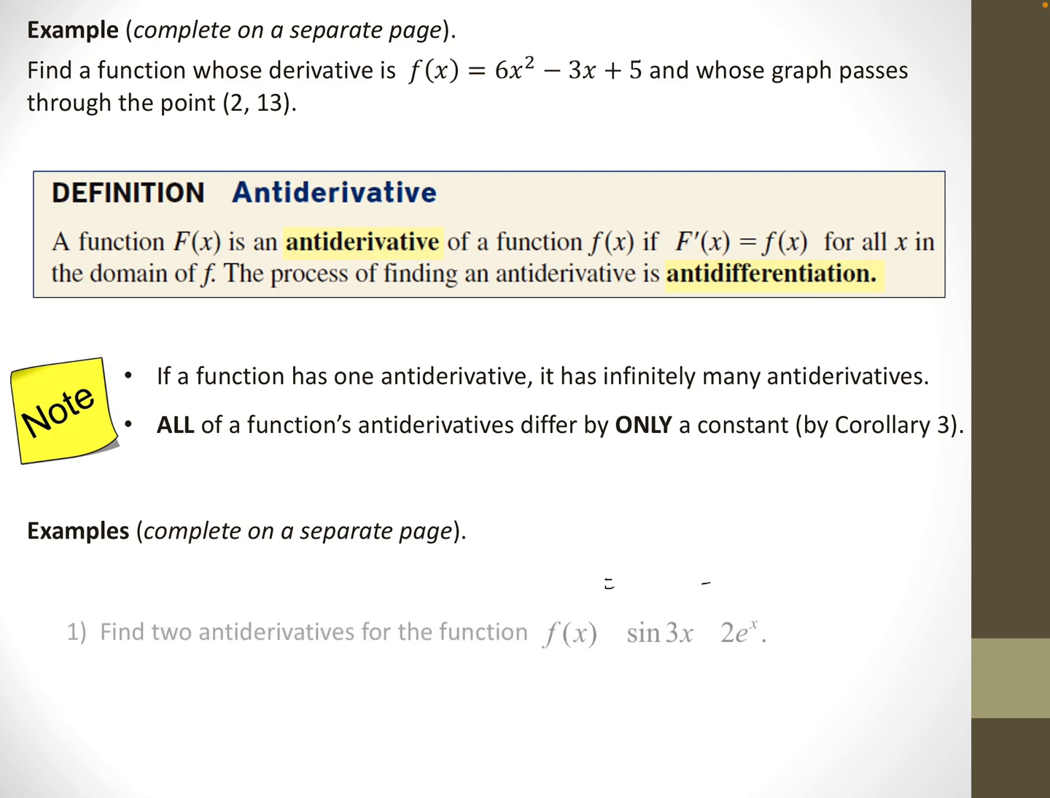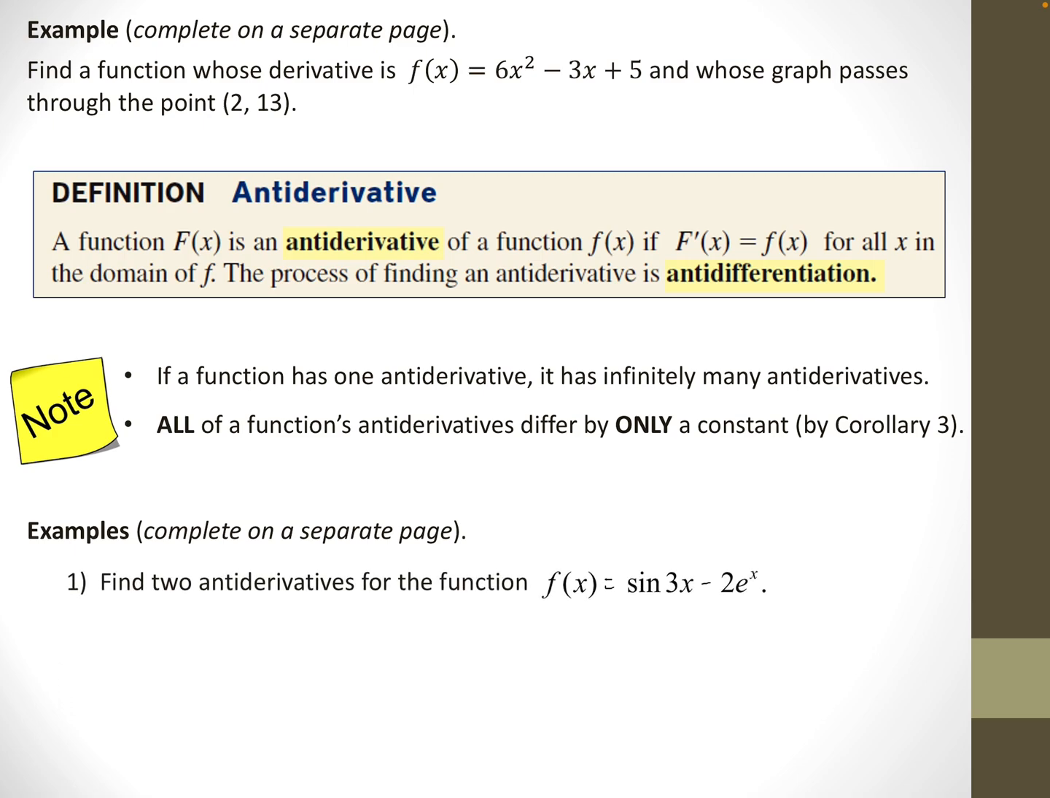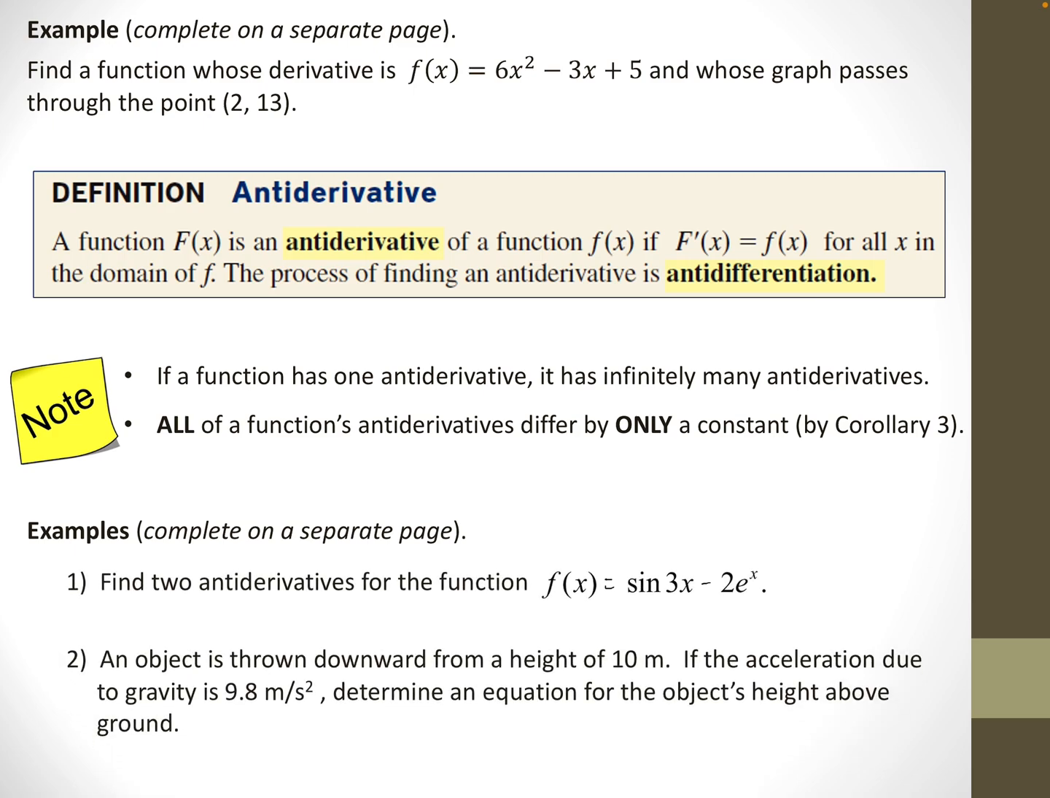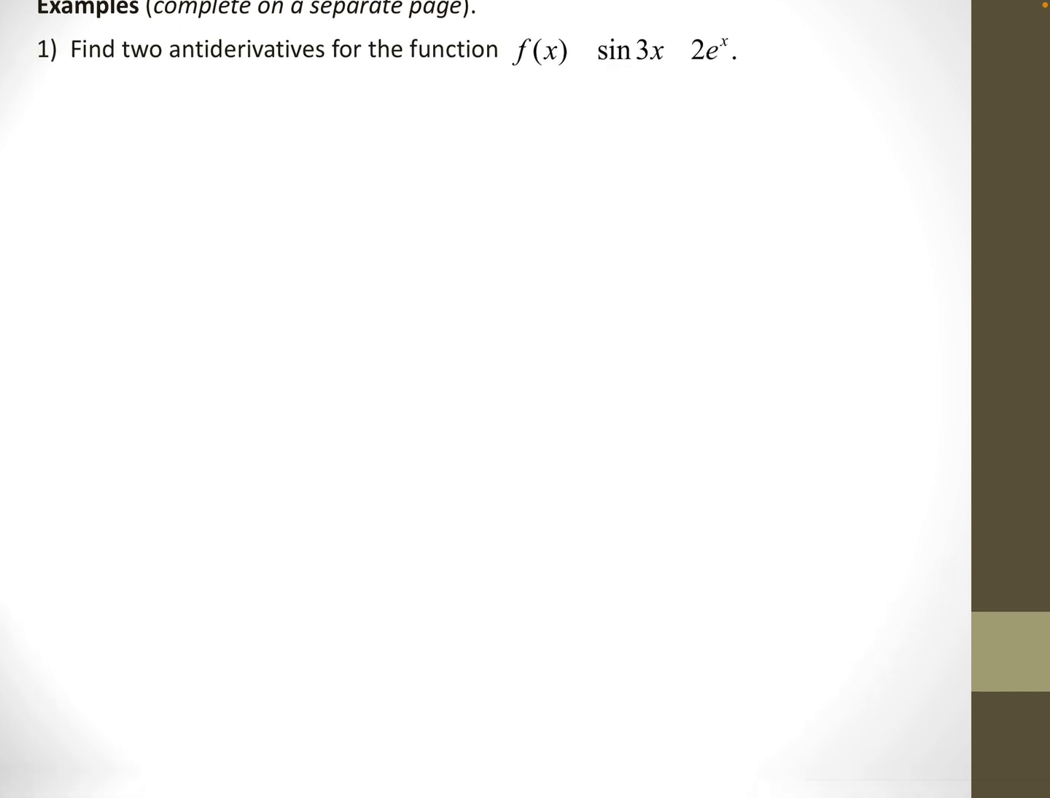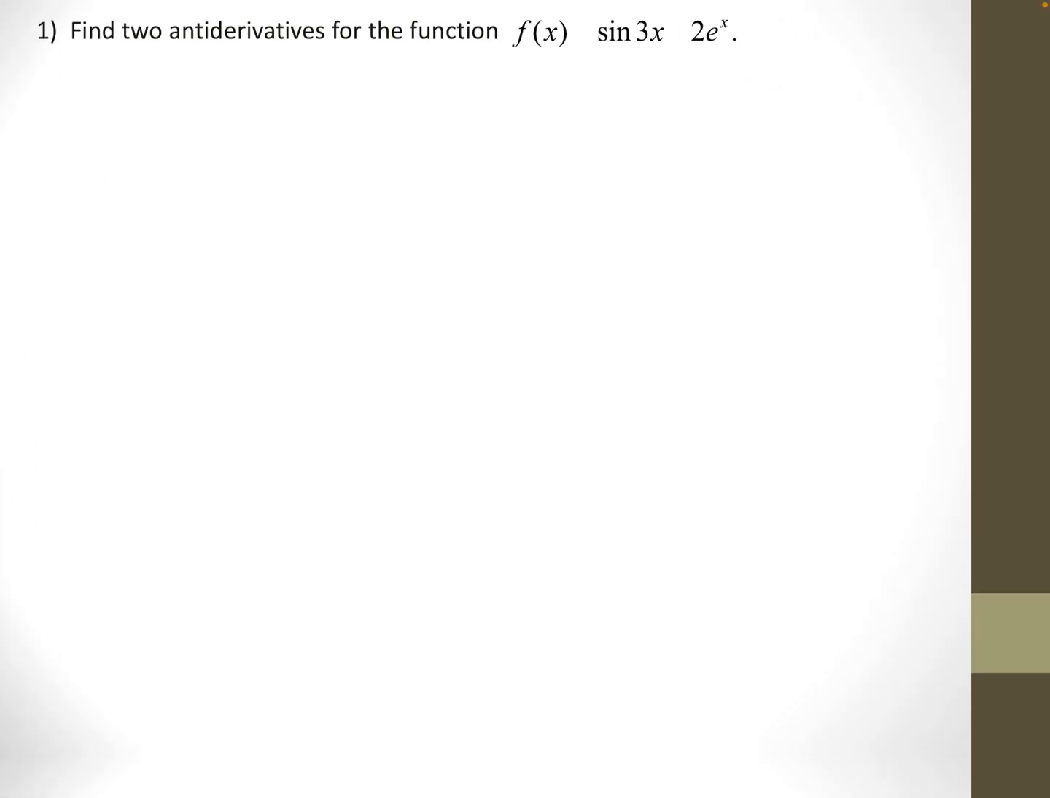So here's some more examples to do. We want to find two antiderivatives of this function, and we want to do something with some physics, of course. We always seem to come back to physics here. So I've split those out. So here's those examples again. Find two antiderivatives of this function.